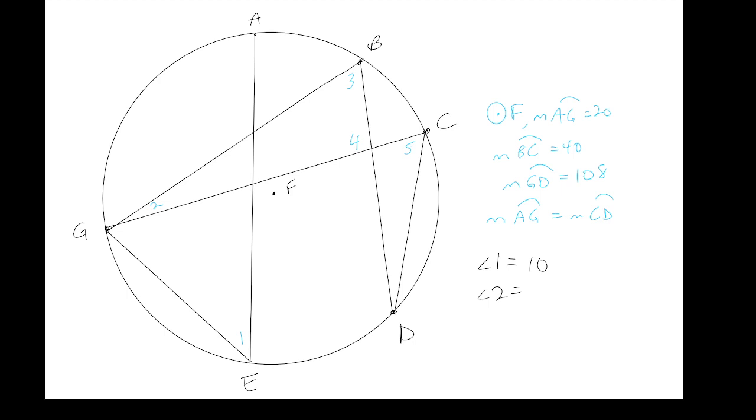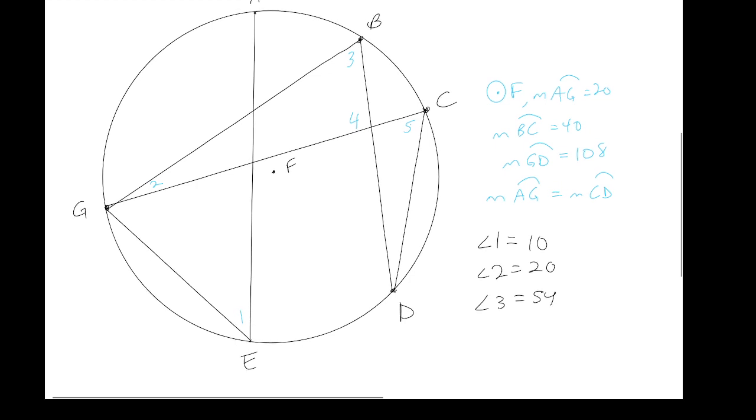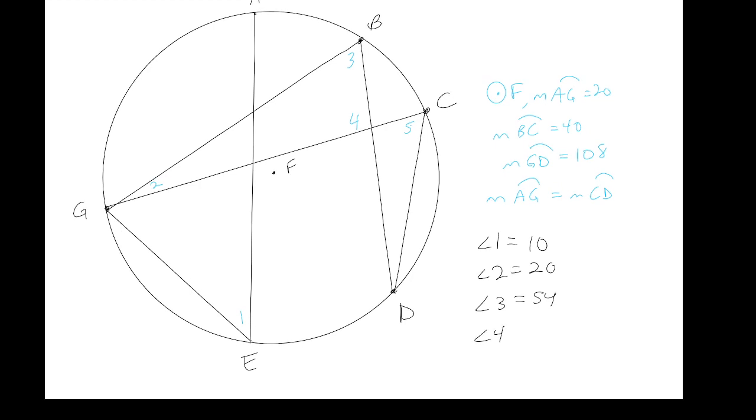Well, let's look at what the intercepting arc is. Do we know what BC is? Well, we do. We're given it as 40, so it has to be half, which is 20. So far, so good. Let's get angle 3. Angle 3 opens up. Its intercepting arc, right, is GD. Do we have that? Well, we do. It's 108, so this guy winds up being 54. Now we have angle 4.